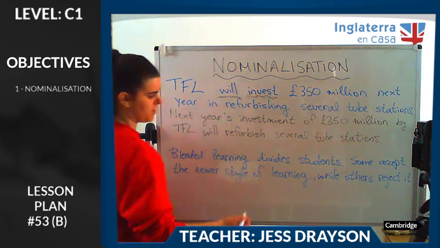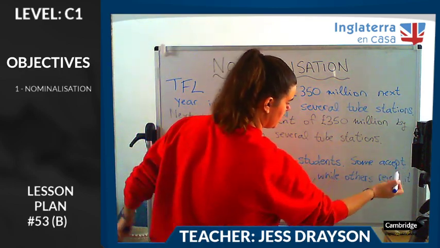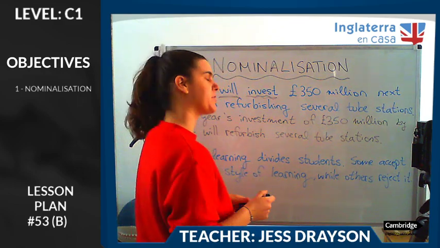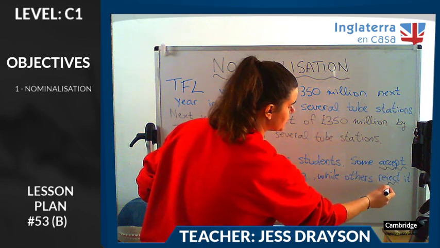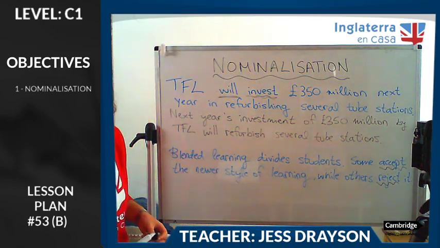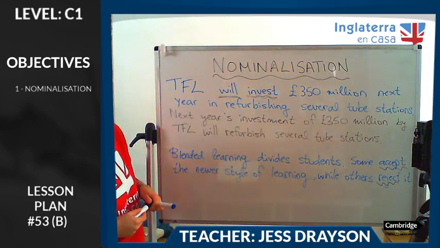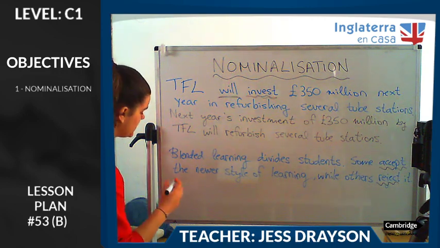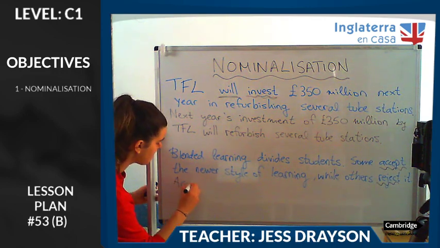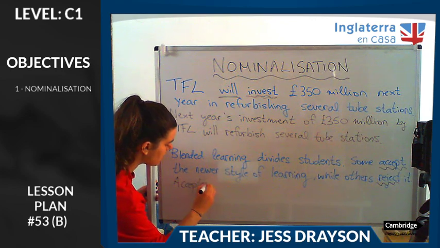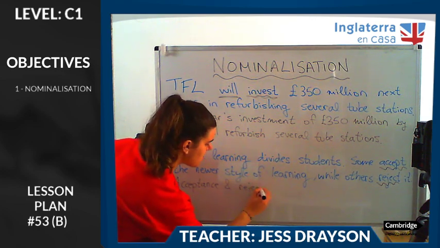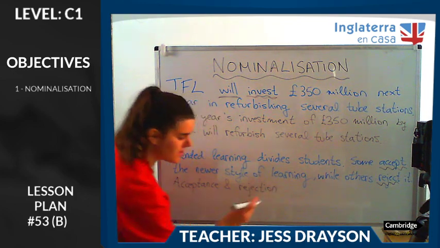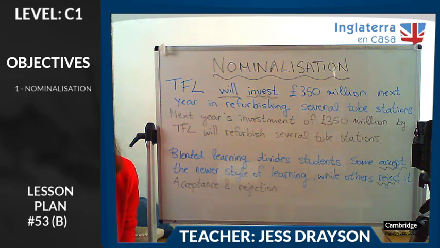The verbs that we are going to convert to nouns here are accept and reject. Okay? So you would say acceptance and rejection. Acceptance and rejection.